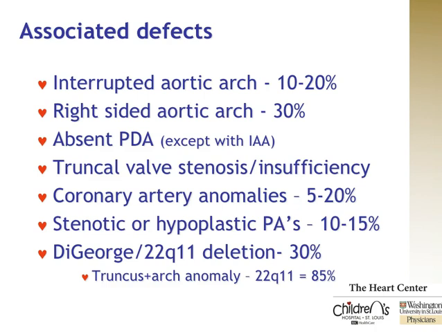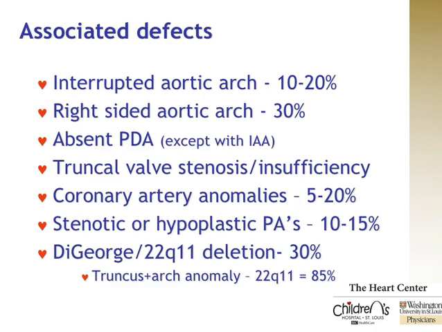Truncus arteriosus may have associated defects that go with it. We worry a lot about interrupted aortic arch, and we'll explain why we worry about that later in the talk. But about 10 to 20% of patients with Truncus arteriosus will also have aortic interruption. The aortic arch may be right-sided in up to a third of the patients with Truncus arteriosus. It's an interesting but physiologically unimportant finding that Truncus patients don't have a ductus, with obviously the exception of patients with an interrupted arch who have a ductus feeding the descending aorta.